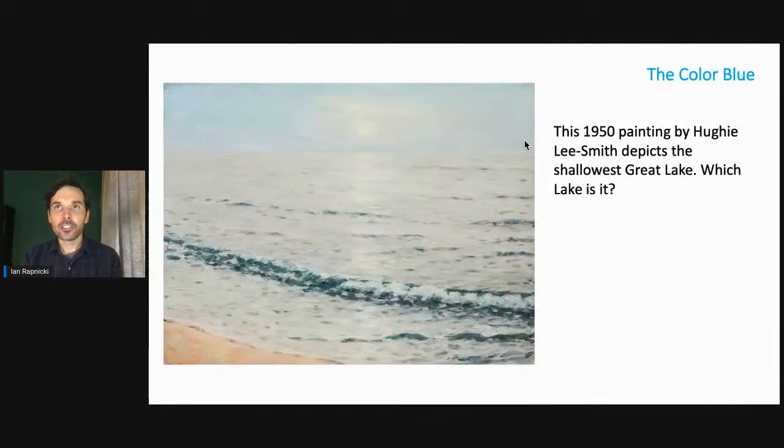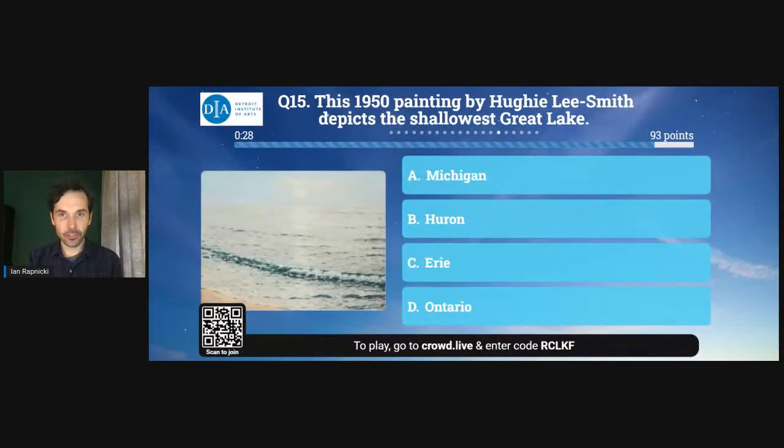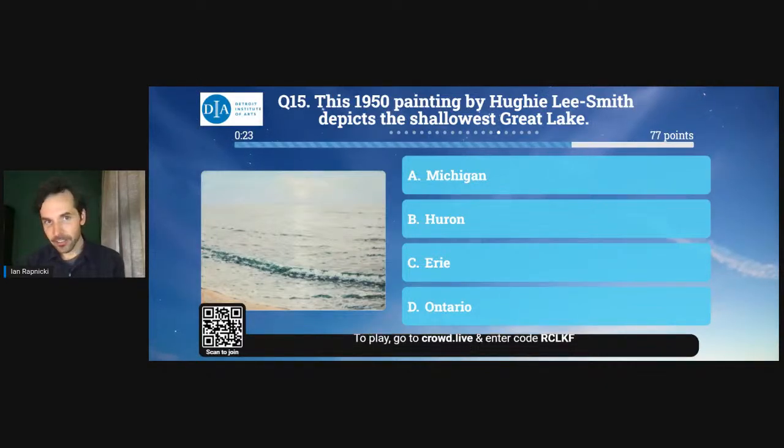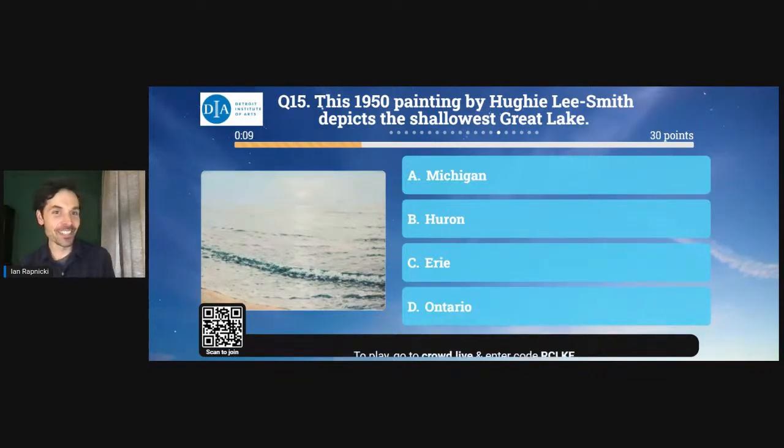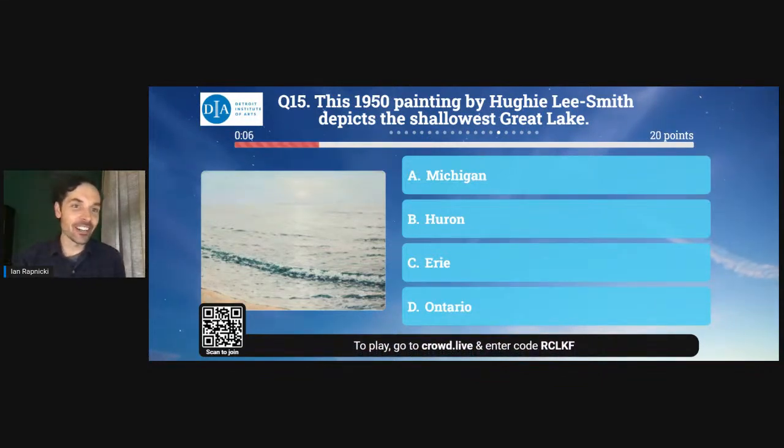Let's check out the next question. Color blue. This 1950 painting by Huey Lee Smith depicts the shallowest Great Lake. Which Great Lake is it? Is the shallowest Great Lake Michigan, Huron, Erie, or Ontario? What's the shallowest Great Lake? Take a guess, use your prior knowledge, or look closely at that little painting and tell me what lake that is. Is that Michigan, Huron, Erie, or Ontario?